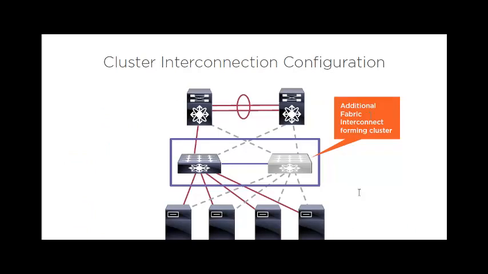This is exactly the cluster interconnection, the additional fabric interconnect. So when you connect the additional switch, you need to first install the first one, and then install the second one. The second one will recognize the first one.